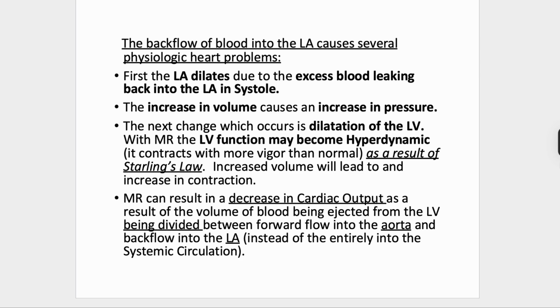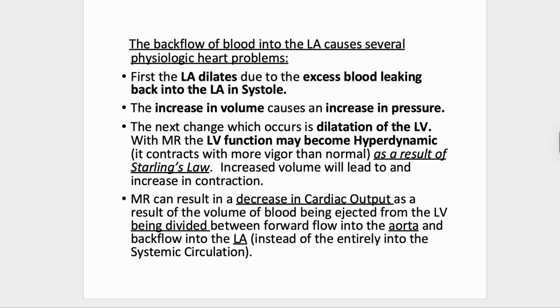Remember, I said increased antegrade flow, increased forward flow, because blood from the pulmonary veins comes into the LA, plus all that abnormal regurgitation blood from the LV. And then the next time the valves open, way too much blood coming into the LV compared to normal. That stretches the muscle. That leads to increased contraction.